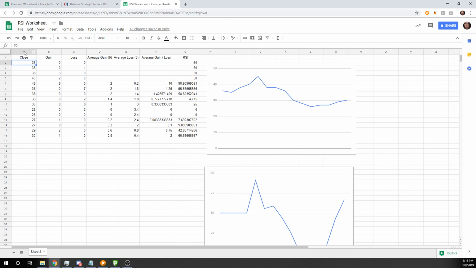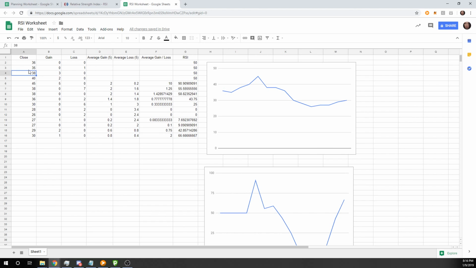The idea is we need to create the formulas that analyze the relationship between these values. So what I'm saying is, on the first day it closed at 36, on the second day it closed at 35, then it went to 38, 40, 45, 38, 38, 36, 30, 26, then it dipped down a bit here, okay? What I want to do is extrapolate the difference of change between these things, okay?